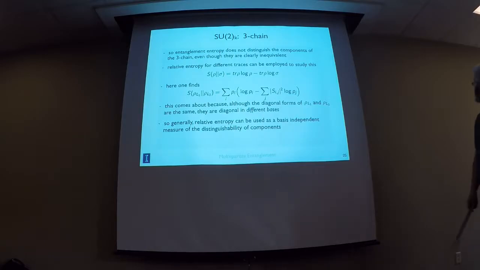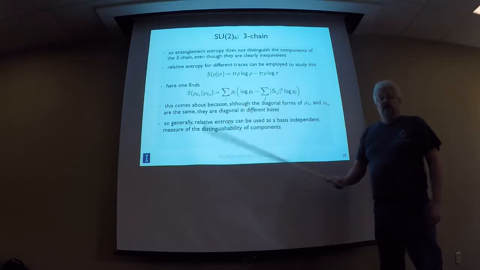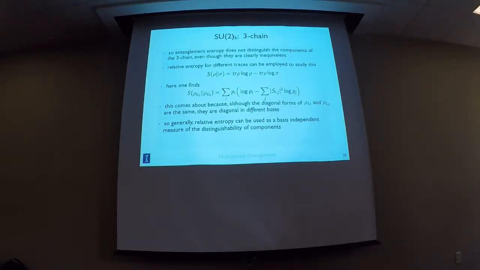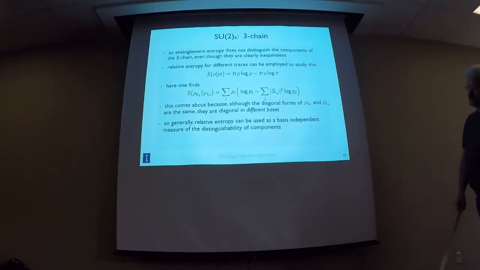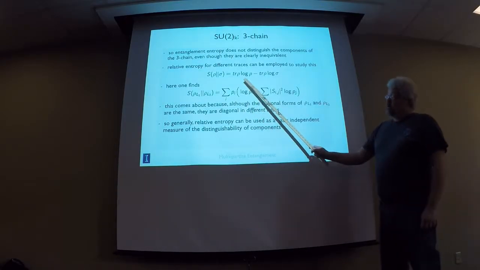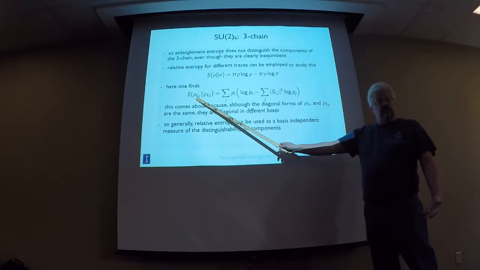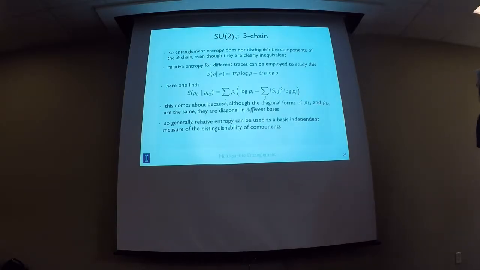is then to compute instead the relative entropy. Relative entropy is a gadget that sort of measures the difference between density matrices. So I have a density matrix rho and sigma. It's defined in this way. Here I can compute the relative entropy of the reduced density matrix for tracing over link 1, say, versus tracing over link 2.